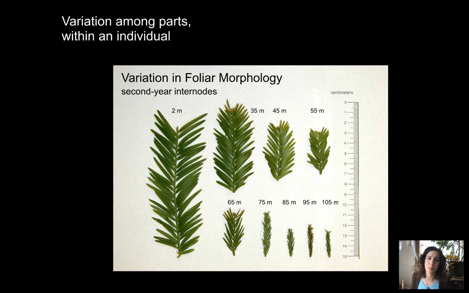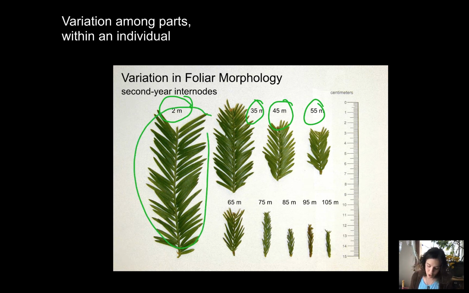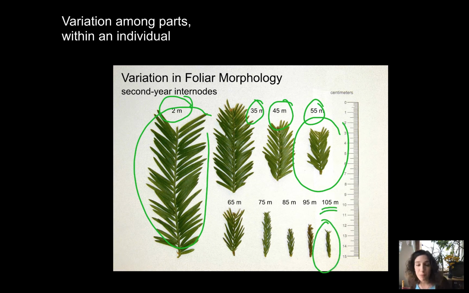Here's another one. This is a picture of something you know. This is the Redwood Sequoia sempervirens. And what these numbers up here mean is these are the height that each sample was taken at. So this largest one, someone took a branchlet at only 2 meters off of the ground. This one that's much smaller was taken 55 meters off of the ground. These ones were taken at the very tops of the trees, 105 meters tall.